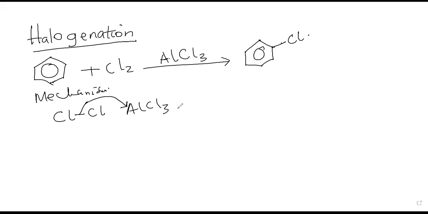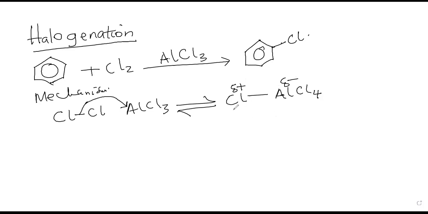So this will form chlorine and aluminum chloride intermediate. This one is partially positive, and this will be partially negative. You must present it this way. This is the generation of an electrophile.